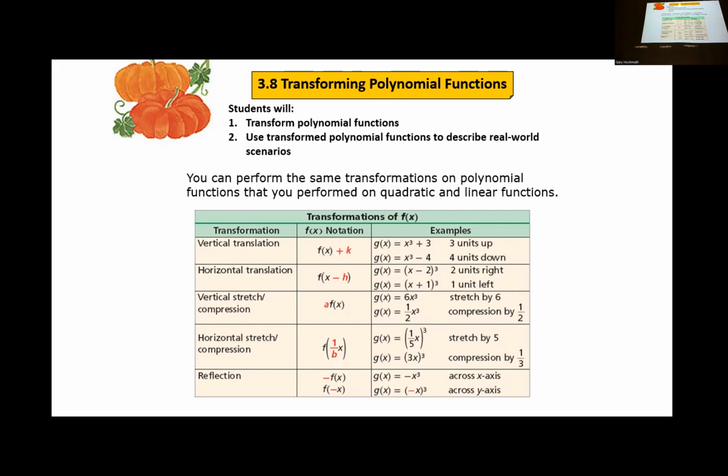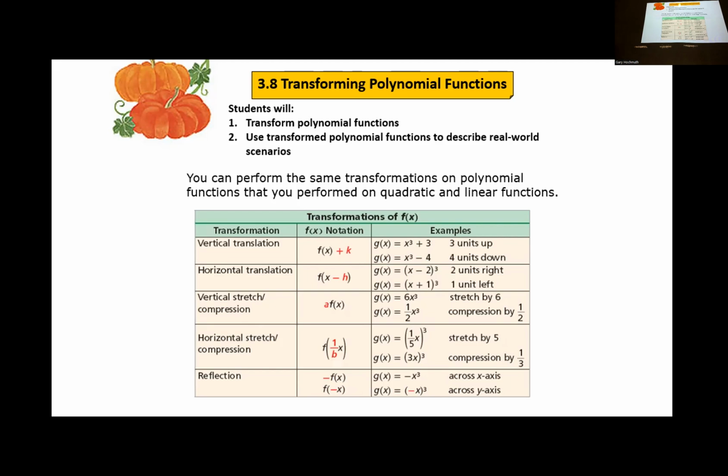A vertical stretch or compression is outside the function. We're going to apply it to the whole function. So I have a times f of x. So if I want to stretch the whole function, x cubed, by a factor of 6, it'll look like 6x cubed. If I want to squish it in half, vertically compress it, it will be a factor of 1/2. And again, we're going to multiply that by x cubed.